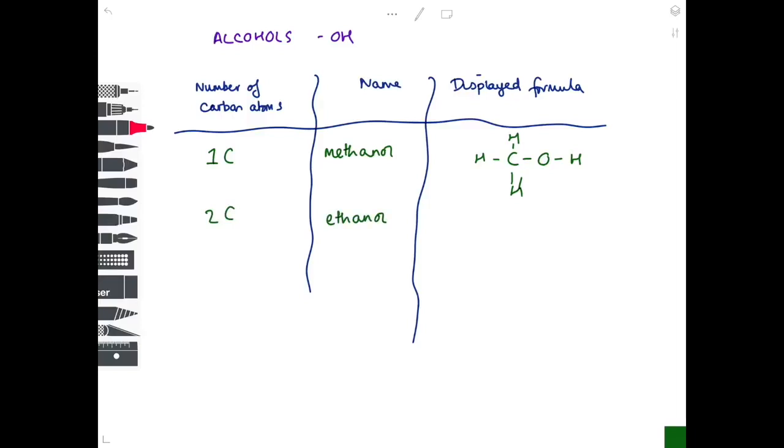2 carbons now, so 2 meaning it's eth, so ethanol. This is the alcohol found in natural alcoholic drinks. So we need 2 carbons. Here's our functional group, the OH. Filling up with hydrogens, there's ethanol. 3 carbons, so alcohol, propanol.